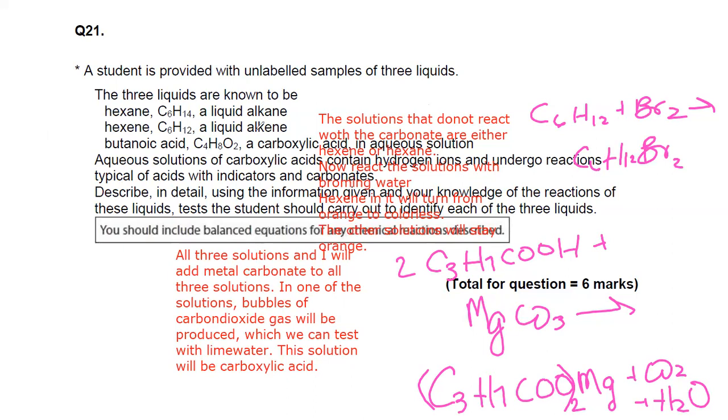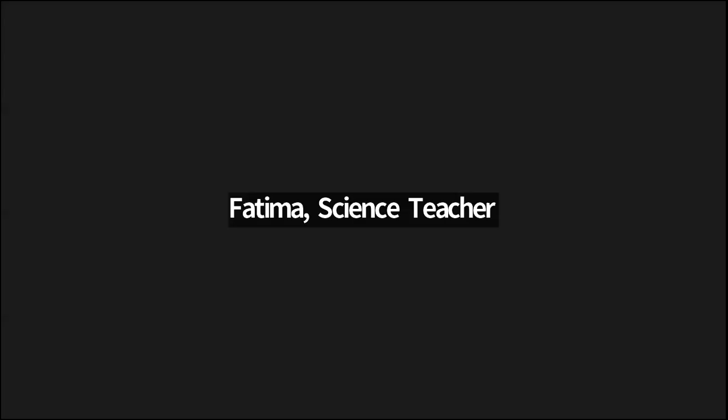Finally, I'm going to say that the solution which did not react with bromine and also did not react with the metal carbonate must be hexane. So there is no specific test for hexane; we rule it out. The one that reacts with carbonate is the acid, the one that reacts with bromine is hexene, and the one that doesn't react with anything is hexane. Perform other tests, and whichever one is left at the end that does not react with anything, that's the answer.